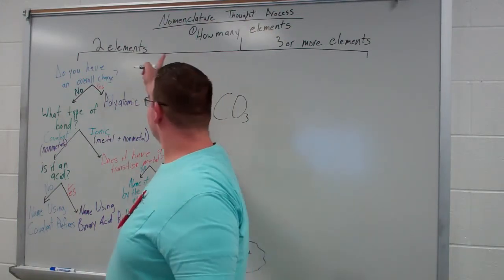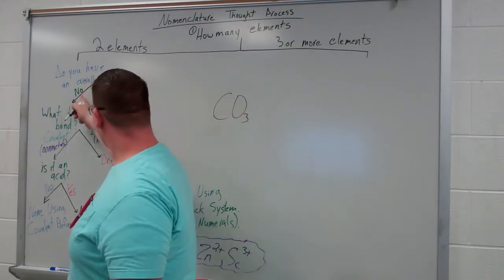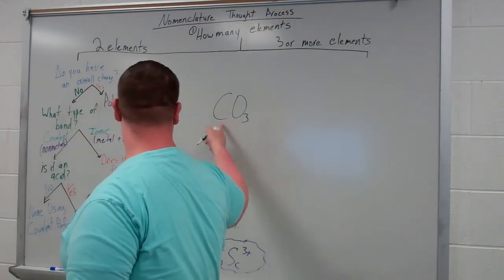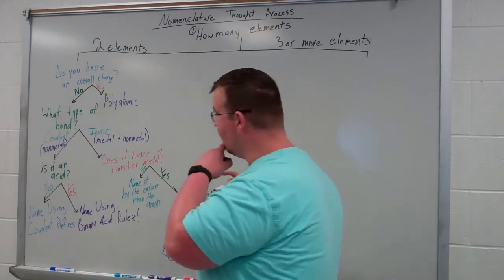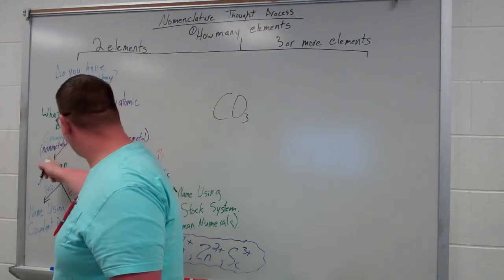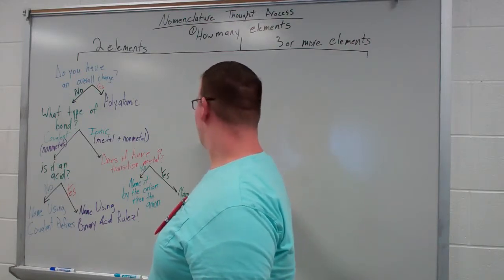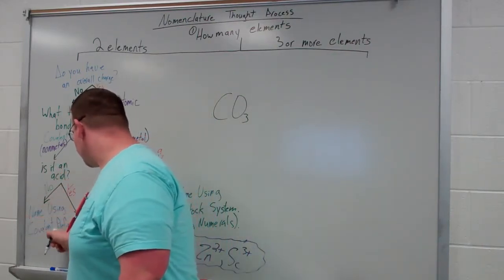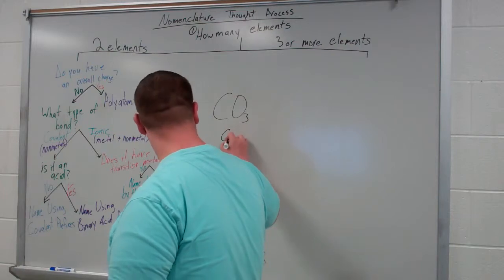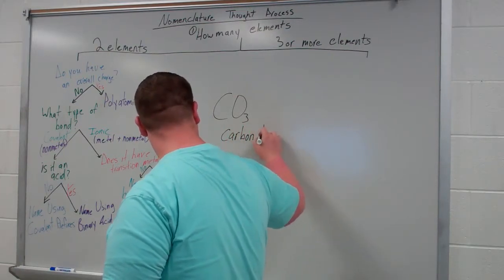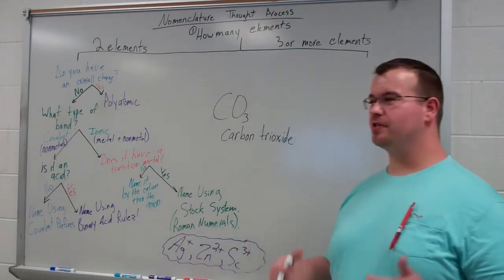Two elements. Okay, so I'm over here. Do you have an overall charge? No. So what type of bond is it? Covalent. Is it an acid? How do you know it's not an acid? No hydrogen in the beginning. So no, name using covalent prefixes. So, what are we going to name it? Carbon trioxide. That was the correct answer on the quiz.